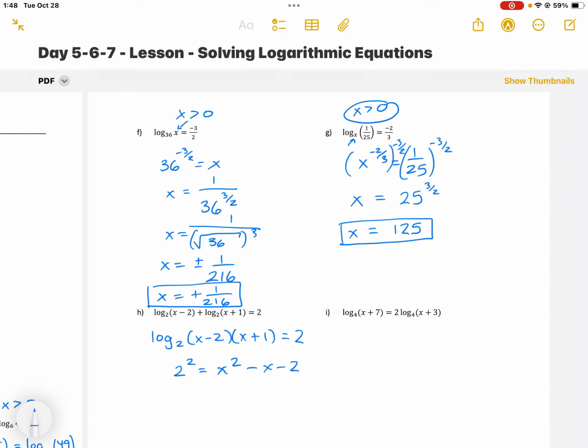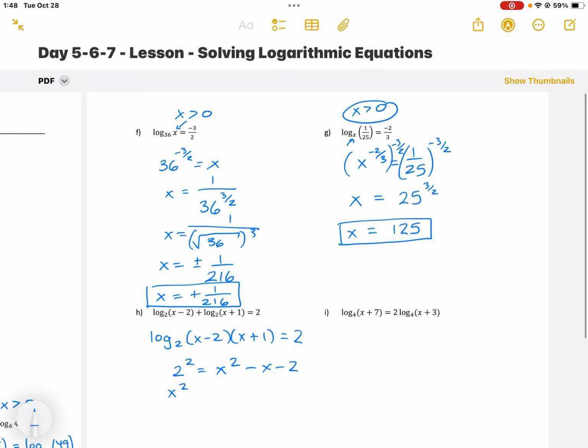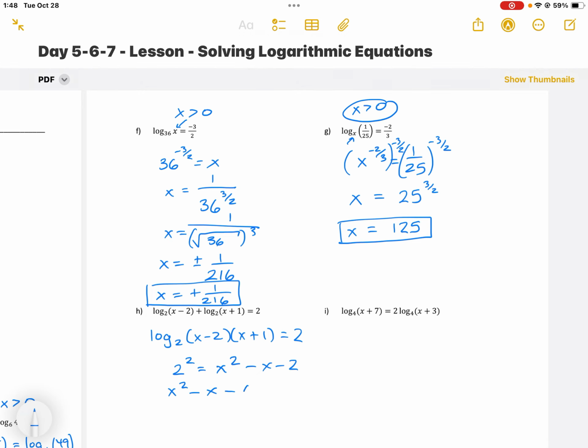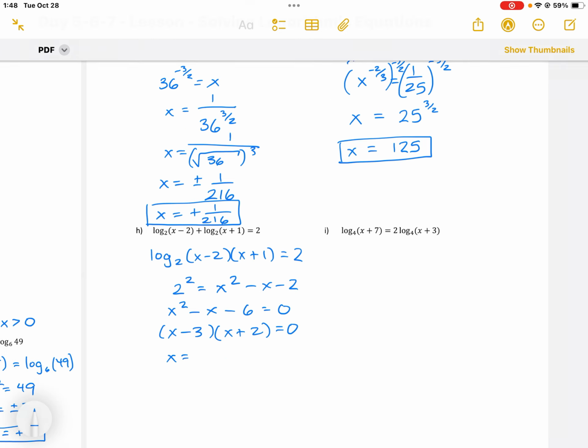Then I'm going to notice that I have a quadratic equation. And so I'm going to rearrange to set it equal to 0. I've got x squared minus x minus 6 is equal to 0. This one I can factor. I've got (x minus 3)(x plus 2) is equal to 0, which means that x equals 3 or x is equal to minus 2.